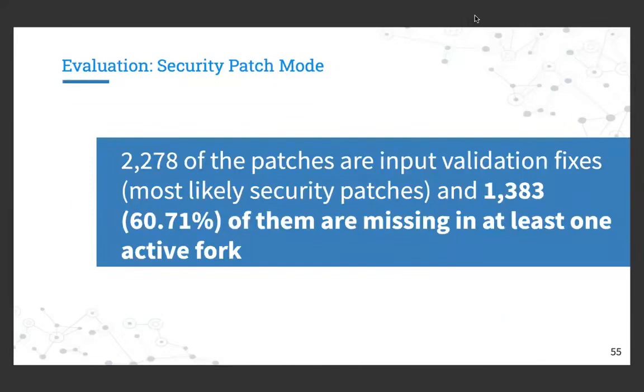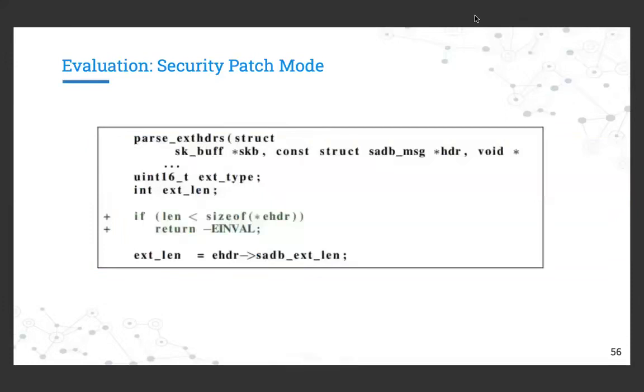And we also ran Spider in security patch mode, where the patch, along with being safe, should also satisfy certain patterns common to security patches. Upon manual inspection, we identified that close to 2,000 of these patches are actually security patches, and they do not have a CVE number. Furthermore, close to 1,000 of these patches are missing in at least one active fork. This means there are close to 1,000 security vulnerabilities ready to be exploited in various vendor repositories. And this is an example of a patch that is made to the Linux kernel, which is a security patch and does not have a CVE number.